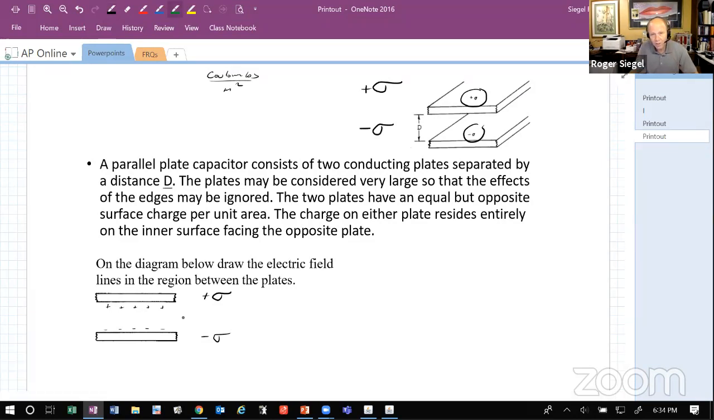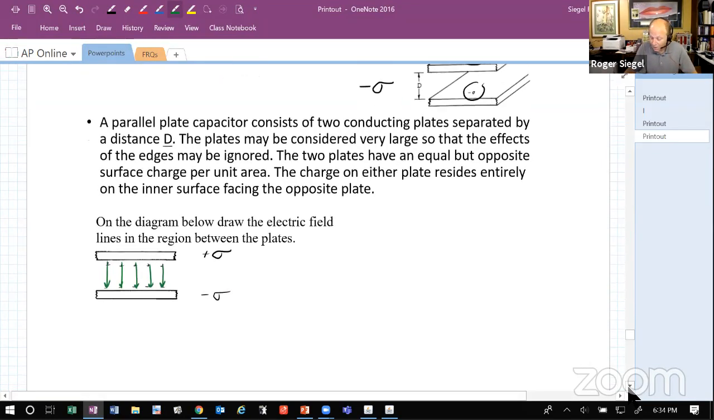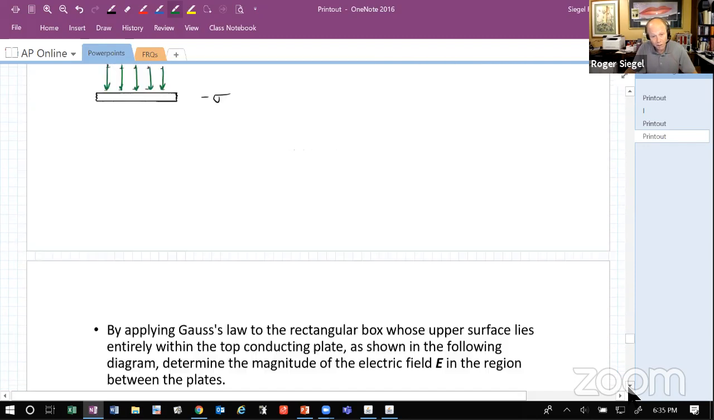Well, the direction of the electric field is the direction of a force on a positive test charge in that field. And so a force on a positive test charge would push it from the positive plate to the negative plate. And so that's what the electric field would look like. And remember, with a parallel plate capacitor, I have uniform electric field lines.